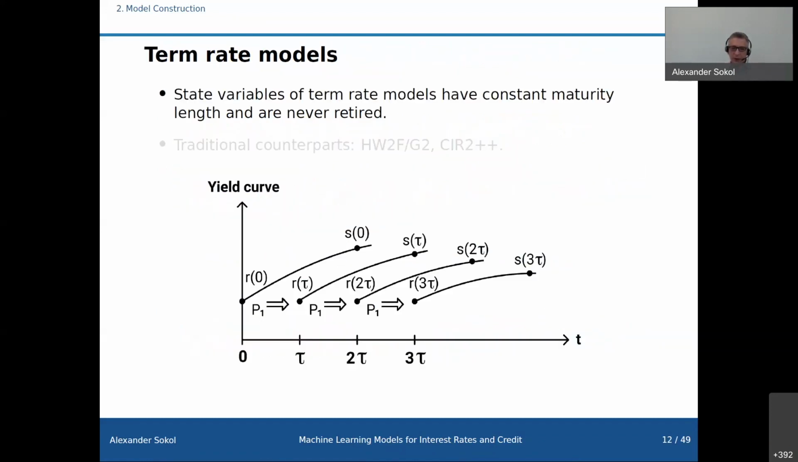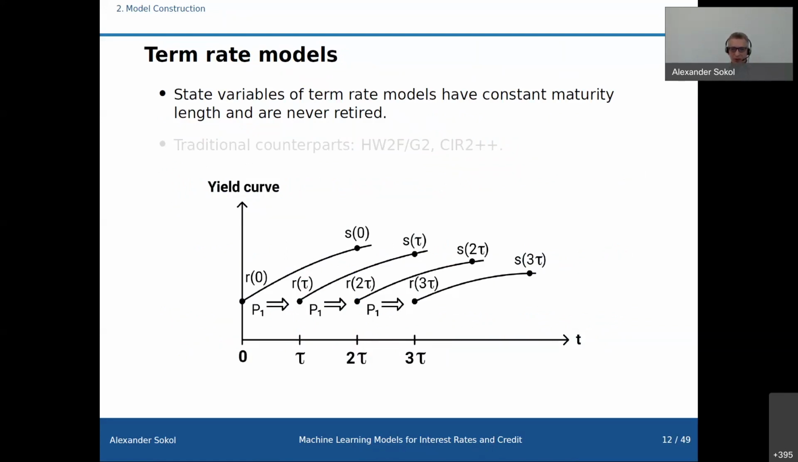All right, and there are two definitions of state variables that you have, depending on how you think of your model. The contrast is between these two definitions, of which I will call the first category term rate models, and the second, the forward rate models, which is in the next slide. The difference between them is determined by how you think of your state variables.